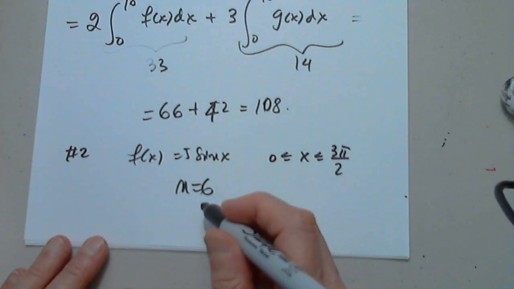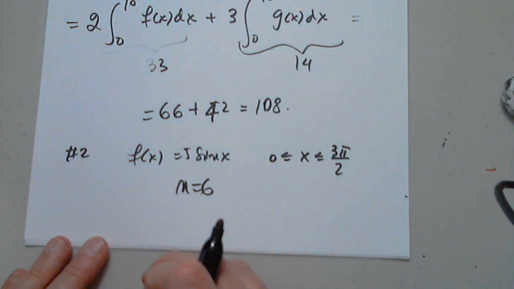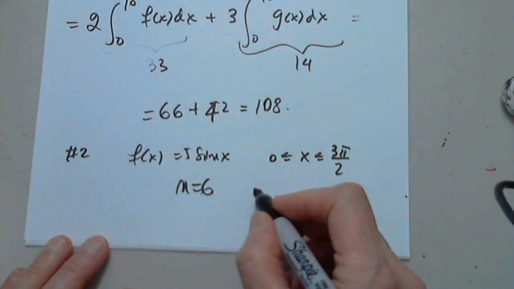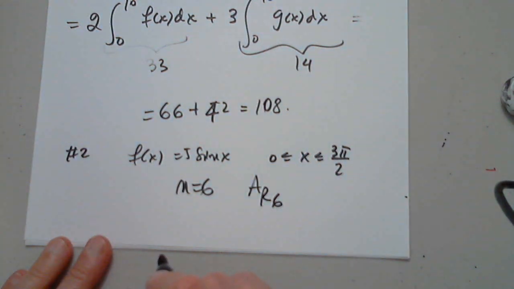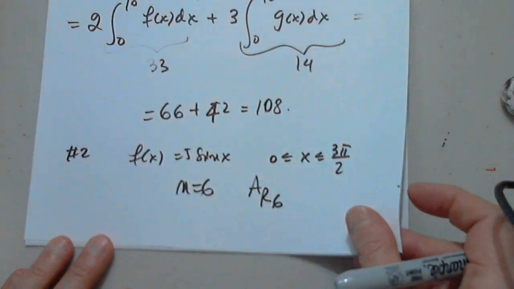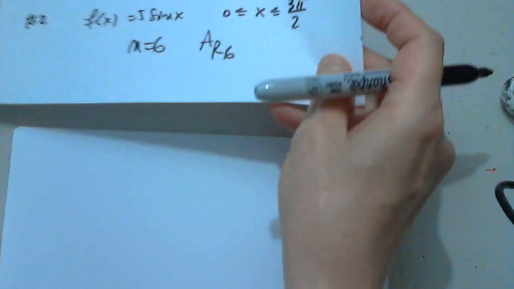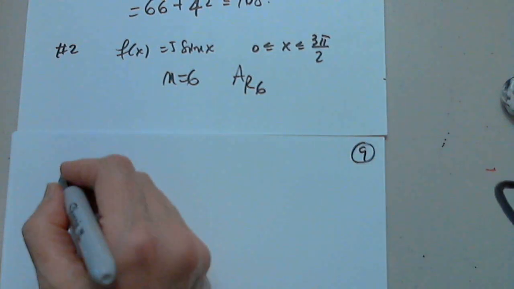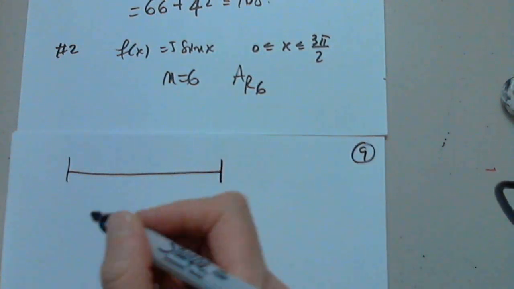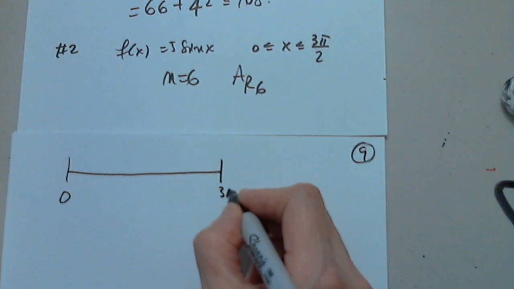6 subintervals, and taking the sample points to the right, so they want the right-endpoint area, to 6 decimal places. We have to start with the interval from 0 to 3 pi over 2.